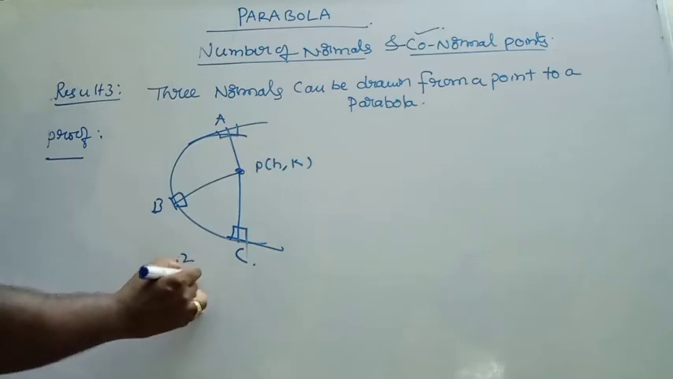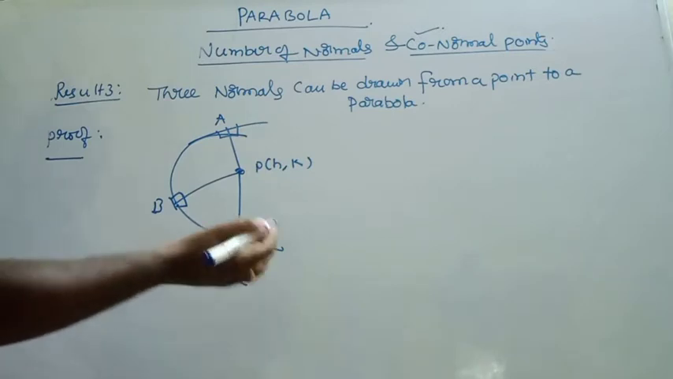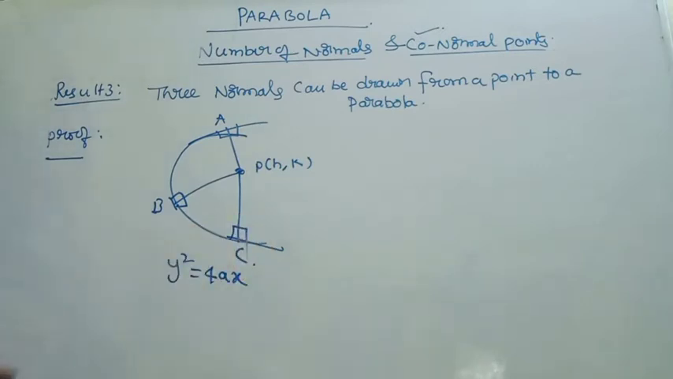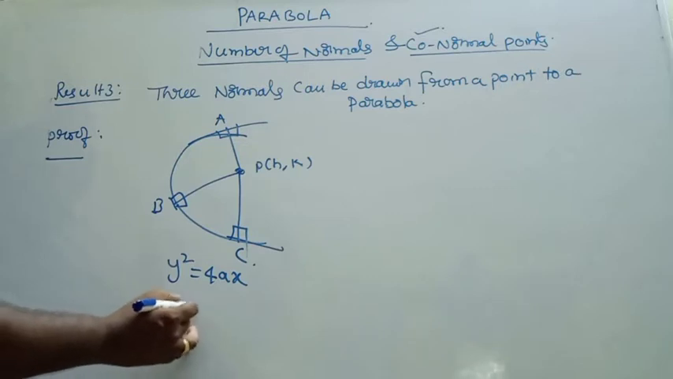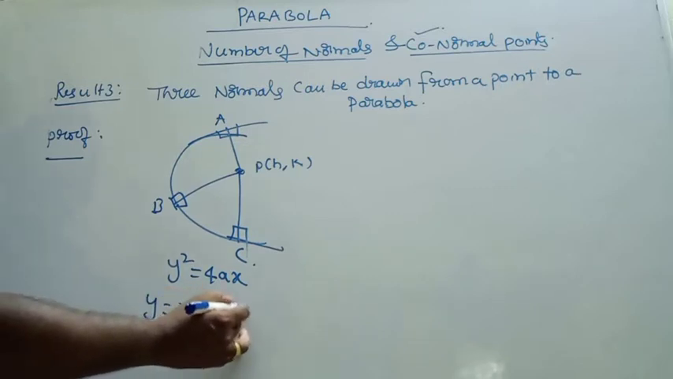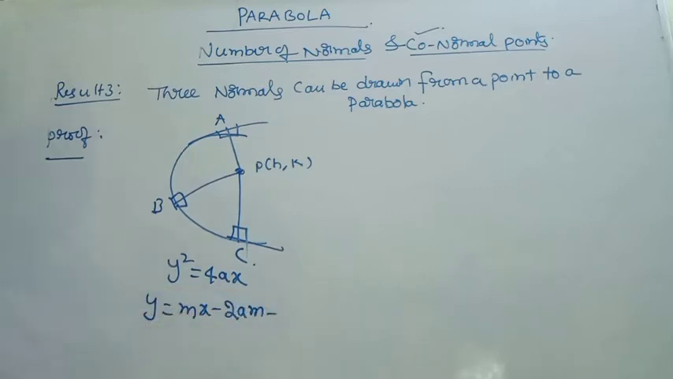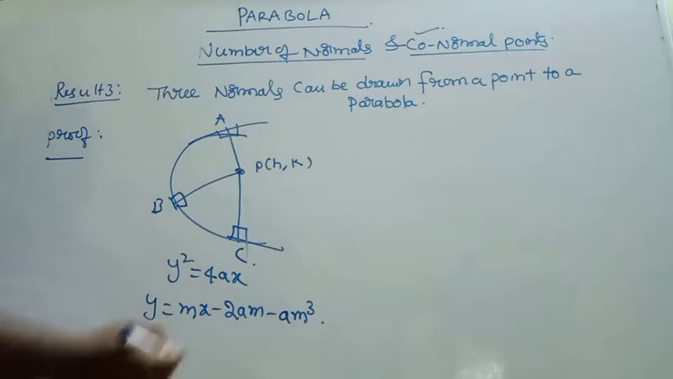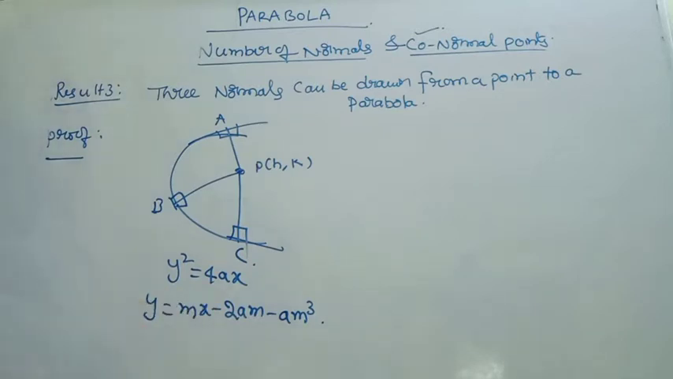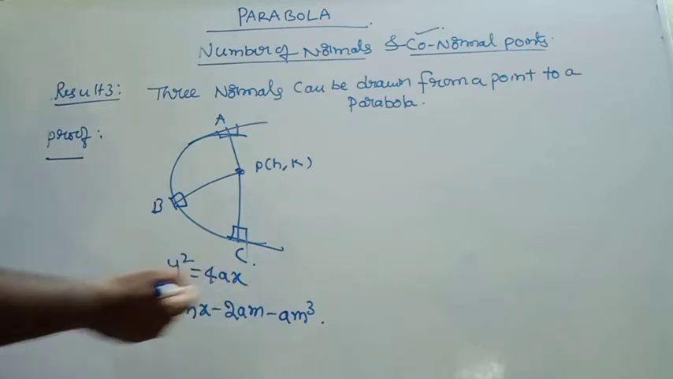y square is equal to 4ax. And the equation of the normal, you know that, right? We have already derived that the equation of the normal for this parabola is y is equal to mx minus 2am minus am cube, like this. This is what the equation of the normal is.